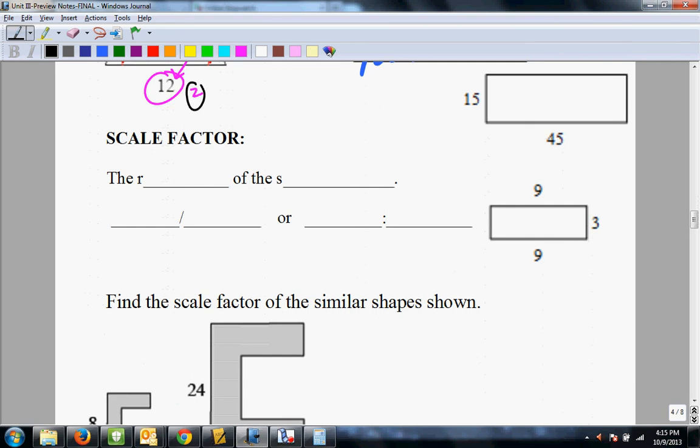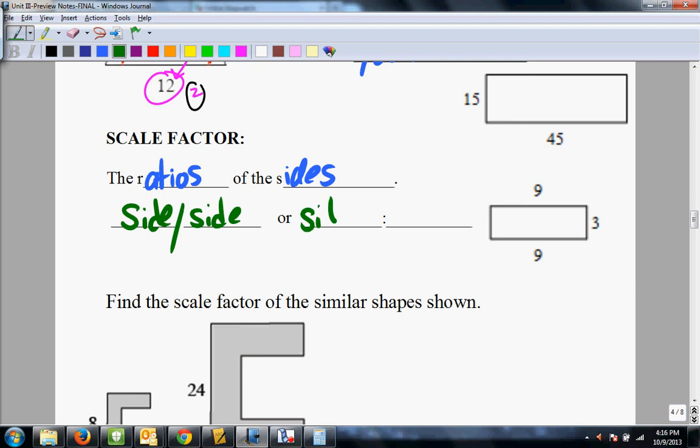Scale factor is when we compare the ratio. When shapes are similar, scale factor is the ratio of the sides. So scale factor, we're going to express it one of two ways: side-to-side comparison or side-to-side. So it's just important that you match up the sides correctly.